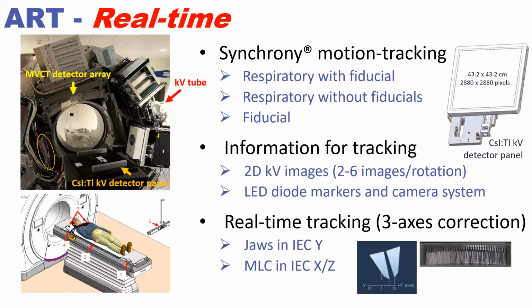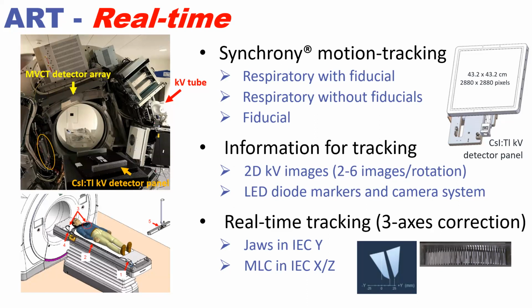Synchrony is now the name that's been given to all 3 of these: the respiratory with fiducials, respiratory without fiducials, and a fiducial non-respiratory motion tracking. Here's our machine when we were getting the upgrade, and you can see the flat panel. You can see your KV tube opposite. The Linac is hidden, but you can see the MVCT detector on the other side. And below, you can see this nice little diagram with the man with his diodes on his chest to get the respiratory breathing waveform, and the camera to see the diodes.